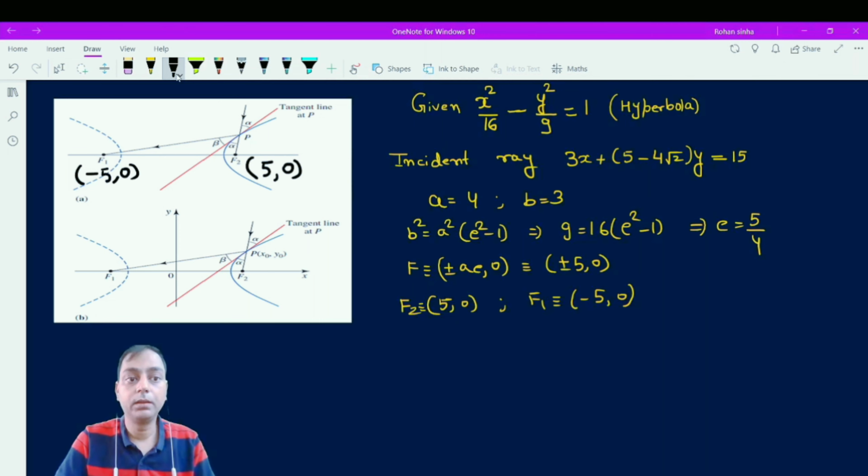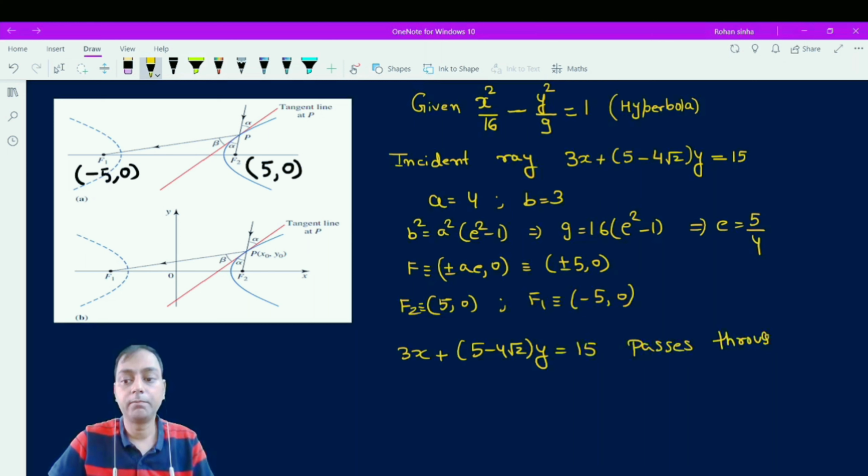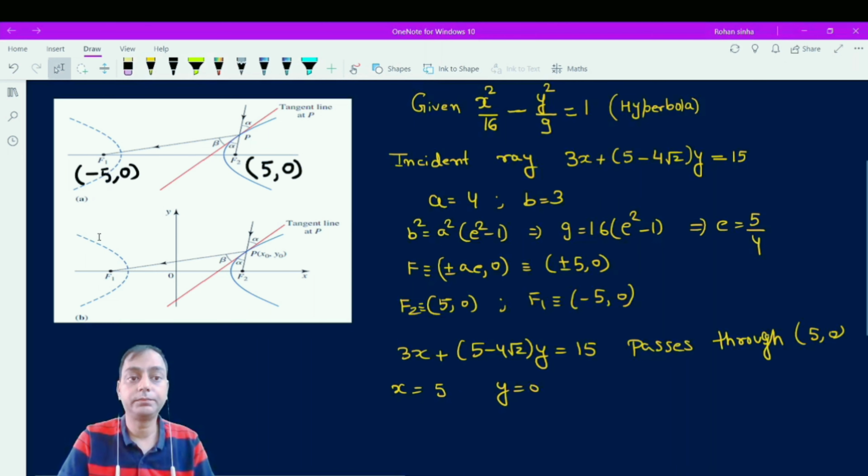And we know that the incident ray 3x + 5 - 4√2y = 15 passes through the point (5, 0). If you put x as 5 and y as 0, it satisfies this equation. So this is our incident ray.